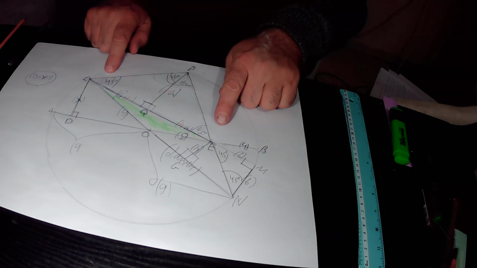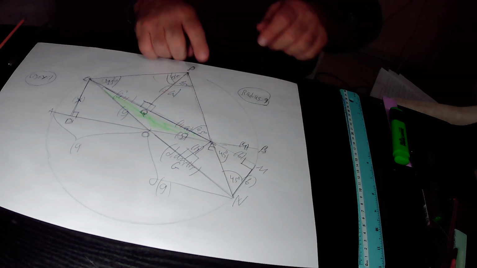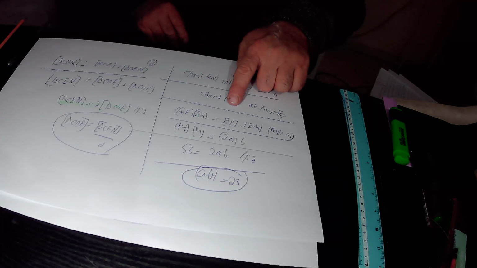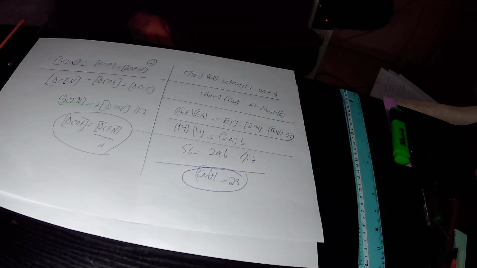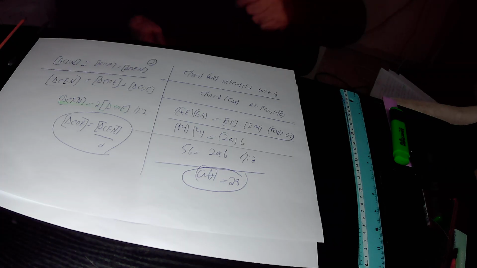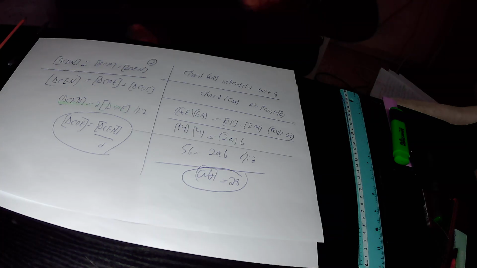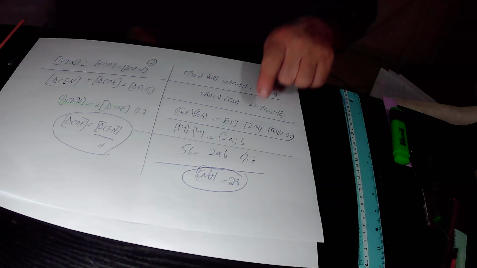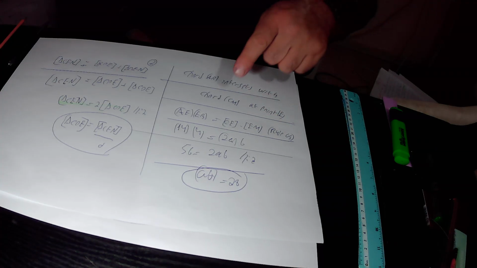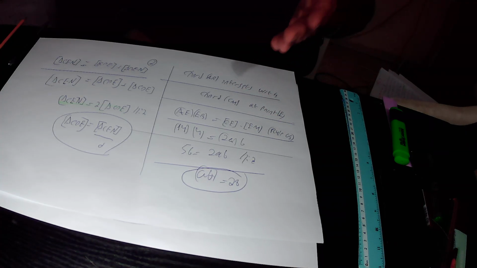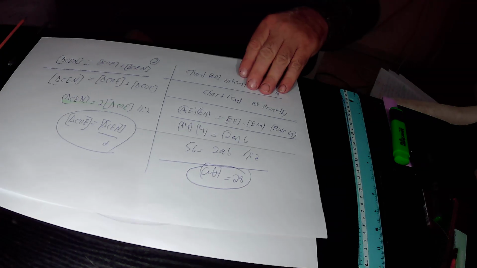So CE is 2a and EM is b. So we found that 14 times 4 equals 2ab. 14 times 4 is 56, which equals 2ab. If we divide this equation by 2, we find that ab equals 56 over 2, that is 28. So ab equals 28.